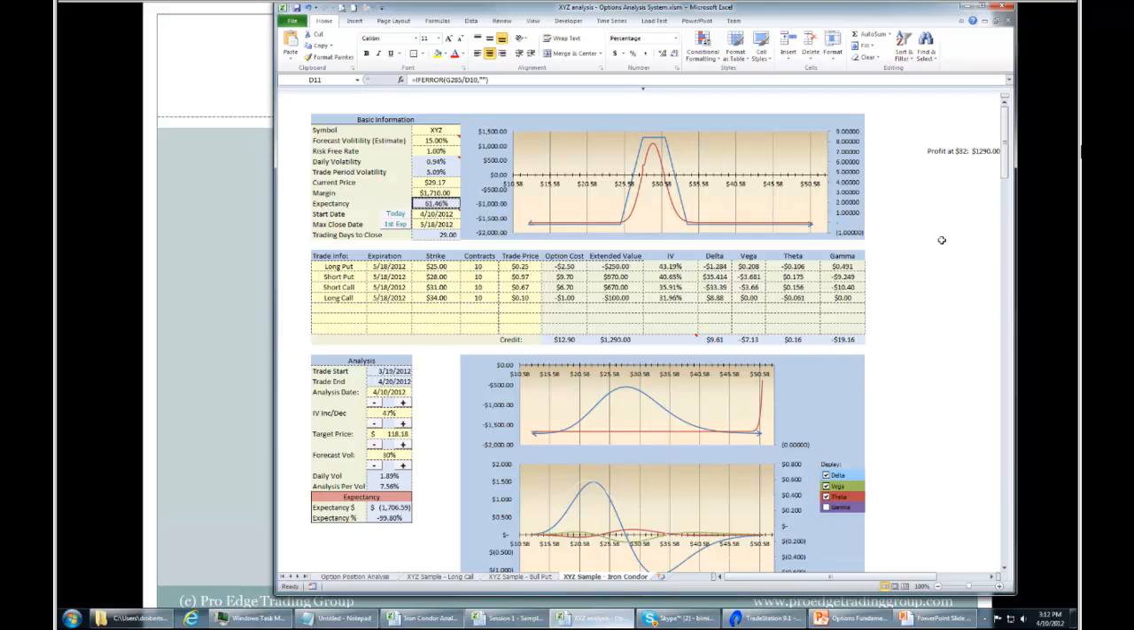So that's basically what I wanted to get across today. Hopefully you got something out of this. Trying to explain how the pricing works and then bring it into the real world, show you what happens in the real world with real prices, real trades.